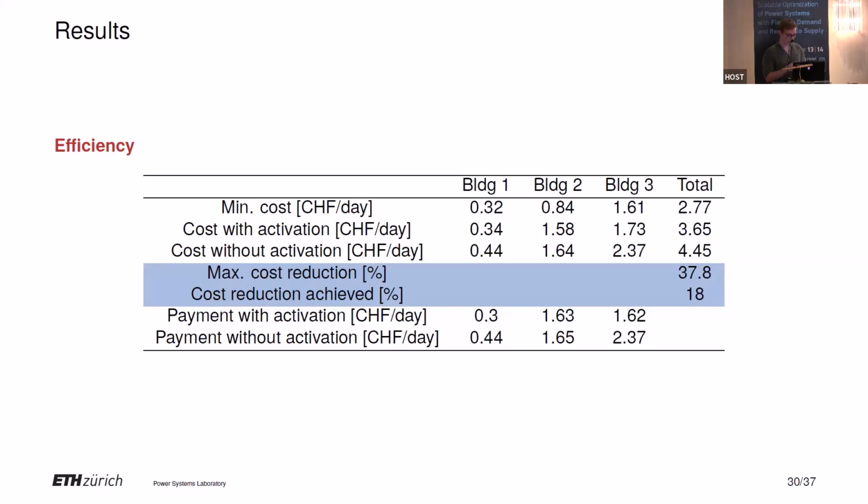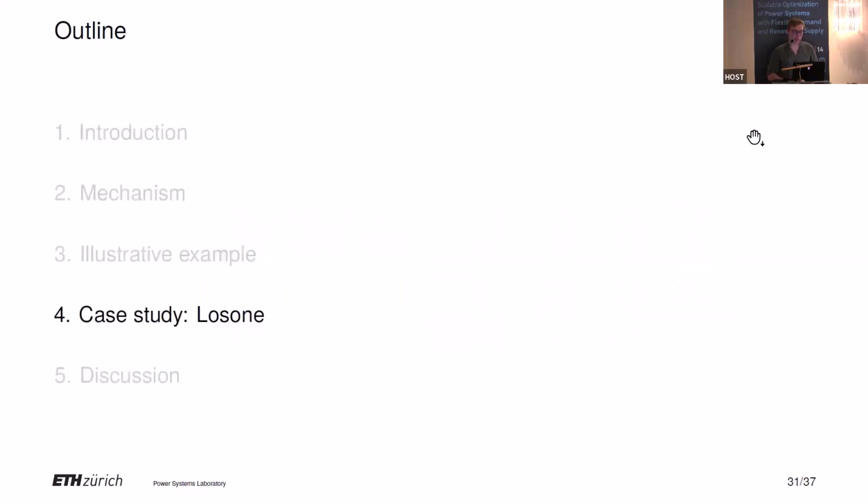Bottom line here is that the maximum cost reduction that you could potentially achieve in this small example is 38%, and with the mechanism we achieve 18%, so more or less half of this efficiency. But this is a toy example, so it's not necessarily representative. What could be more representative is a case study.